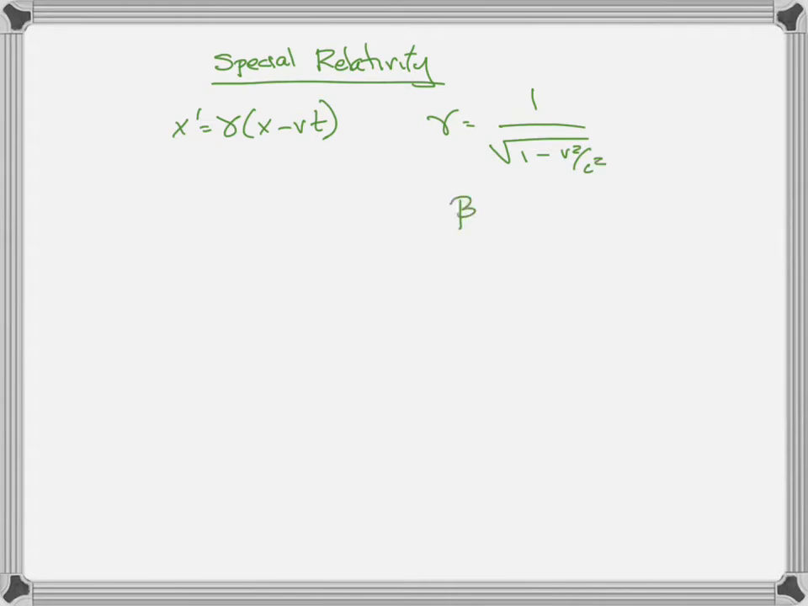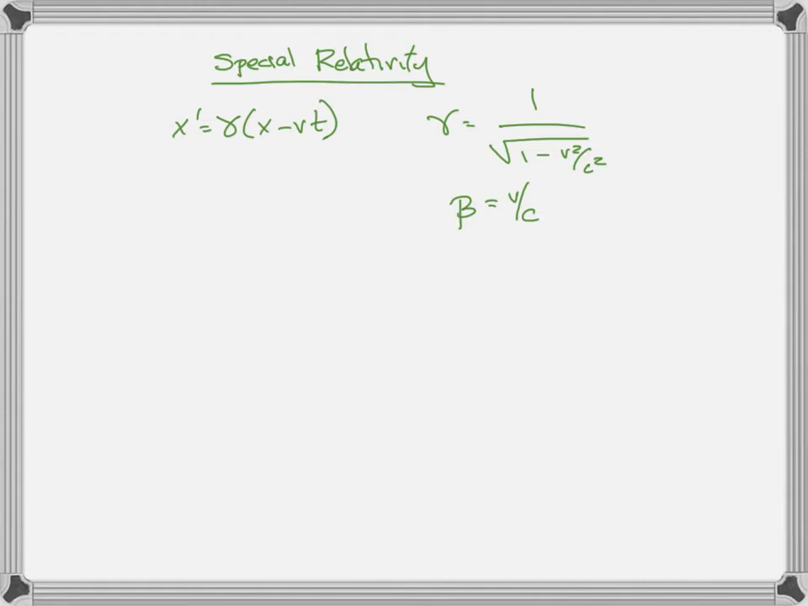Remember that we have this term beta, v over c, which is a unitless velocity quantity. It just tells you how fast something is moving relative to the speed of light. Right? C is the speed of light. And gamma is the Lorentz factor, which changes things.